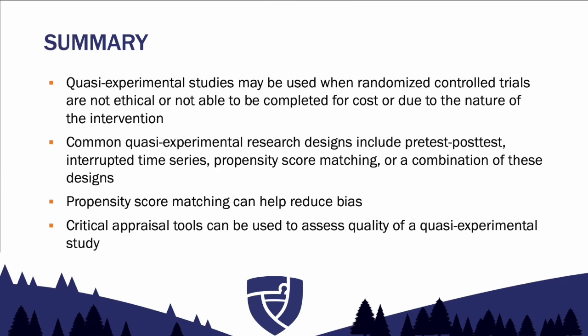In summary of the larger presentation, quasi-experimental studies may be used when randomized controlled trials are not ethical or not able to be completed for cost or due to the nature of the intervention. Common quasi-experimental research designs include pre-test, post-test, interrupted time series, propensity score matching, or can be a combination of these designs. Propensity score matching can help to reduce biases, and critical appraisal tools can be used to assess the quality of a quasi-experimental study.